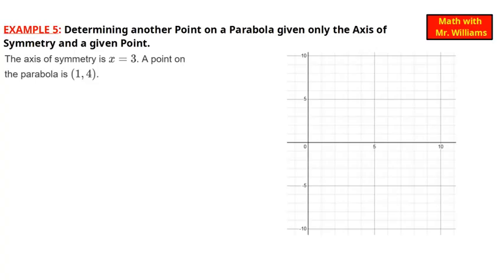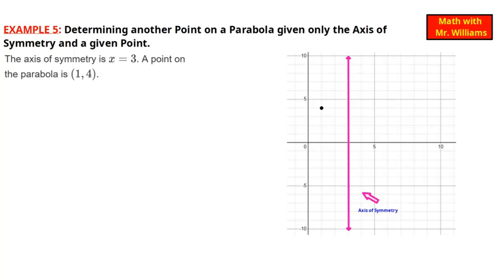Example 5, determining another point on a parabola given only the axis of symmetry and a given point. Math with Mr. Williams. So the axis of symmetry is x equals 3, and a point on the parabola is (1, 4). Let's go ahead and put that on our graph. So here's our axis of symmetry, and here's our point at (1, 4).